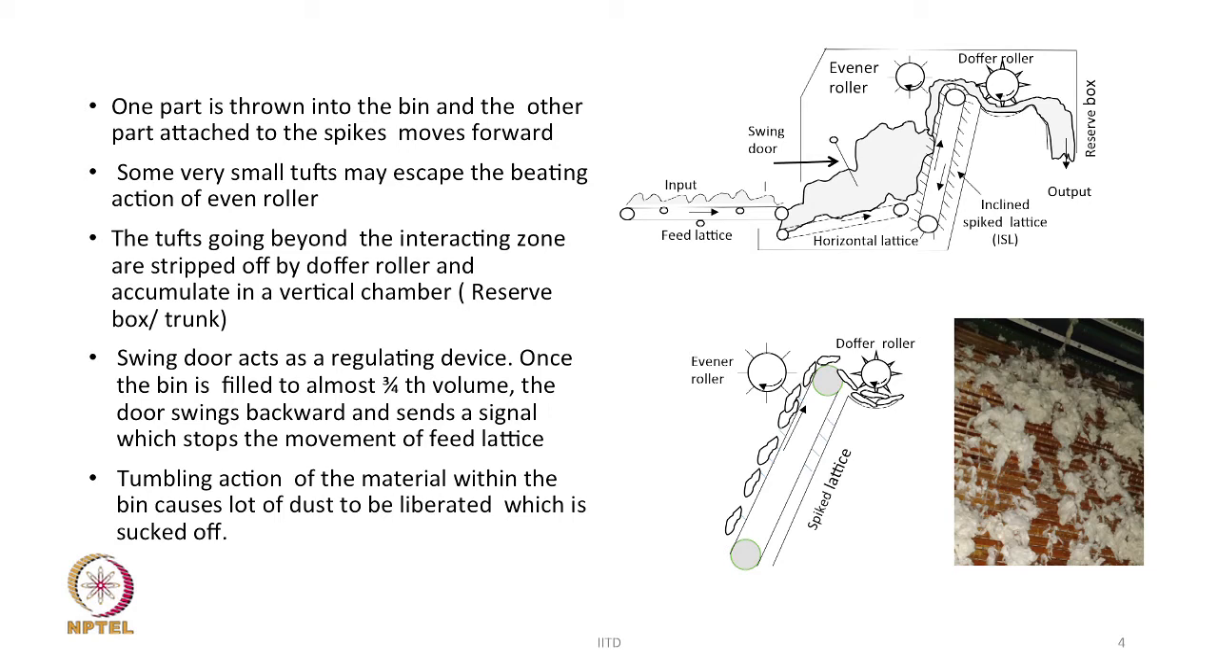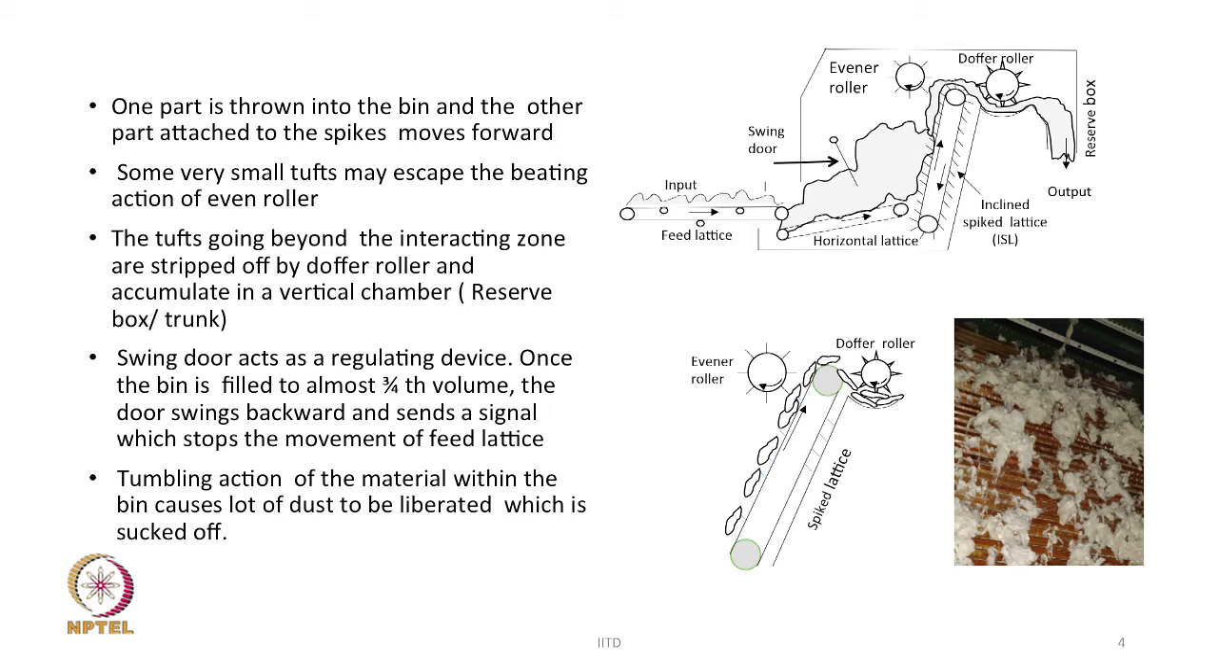as a result what happens? The swinging action of the door will send a signal to a motor, and as a result the feed lattice will stop its movement. So, we can stop the movement of the feed lattice once this part of the machine is filled with a large volume of tufts. So, this is how the machine is going to work.